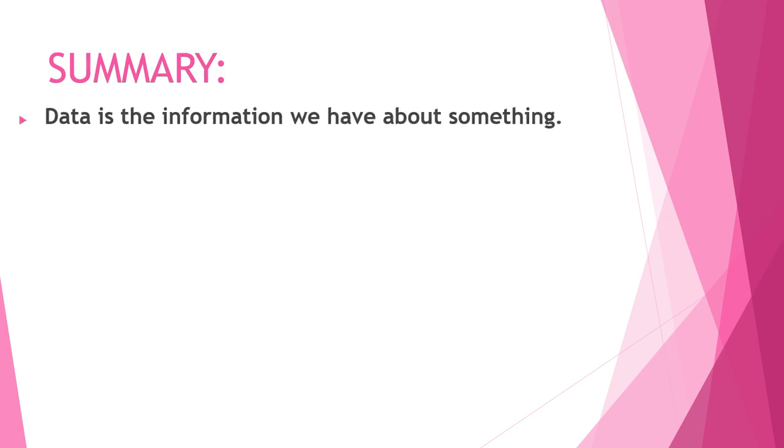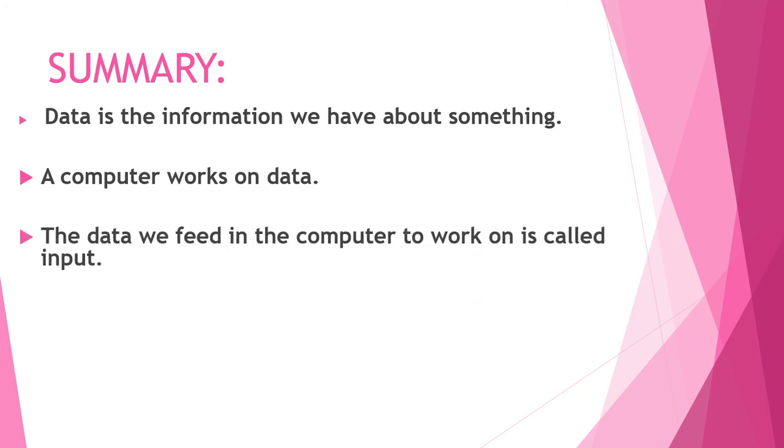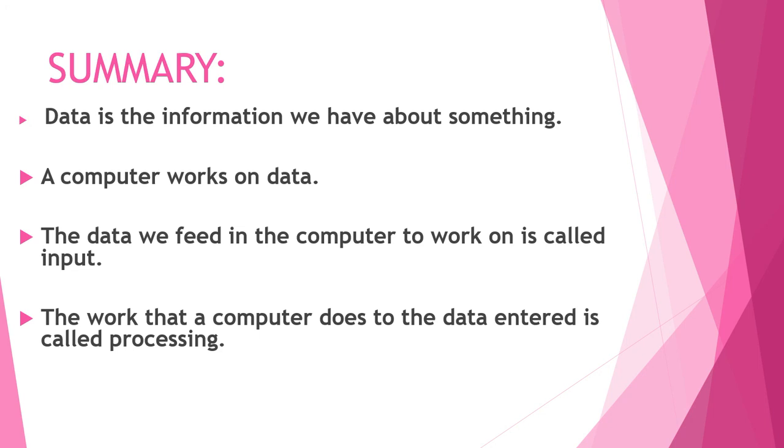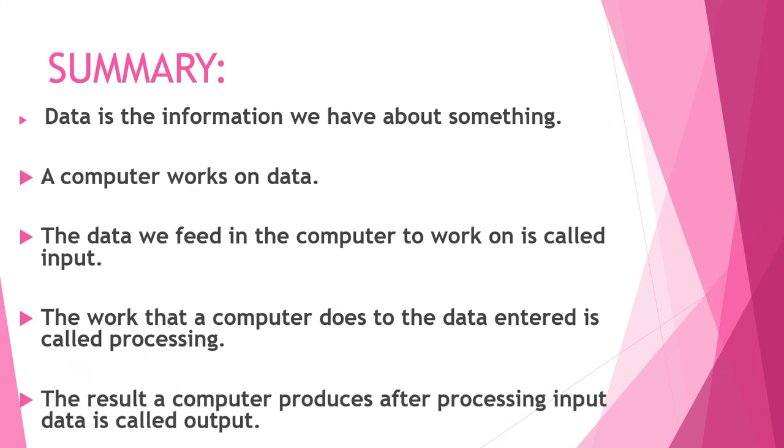Data is the information we have about something. A computer works on data. The data we feed in the computer to work on is called input. The work that a computer does to the data entered is called processing. The result a computer produces after processing input data is called output.